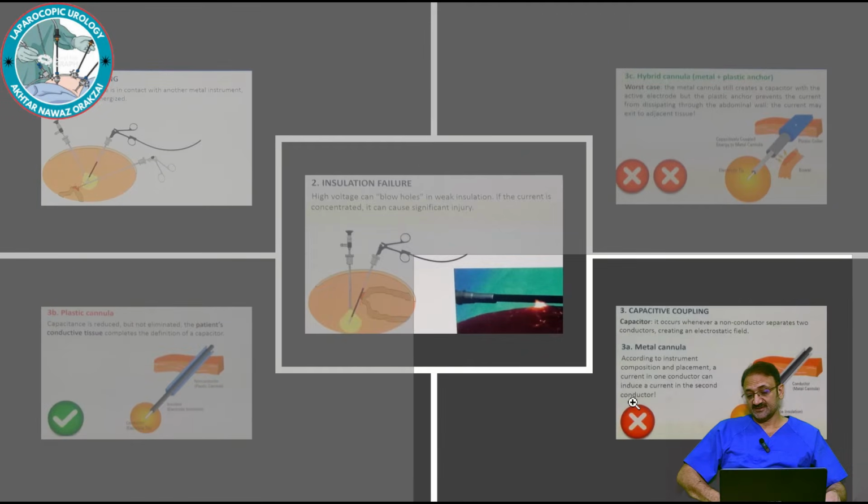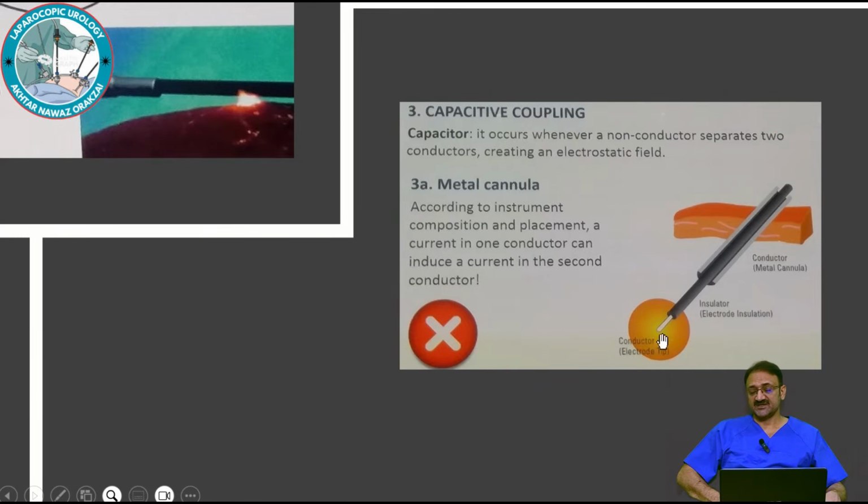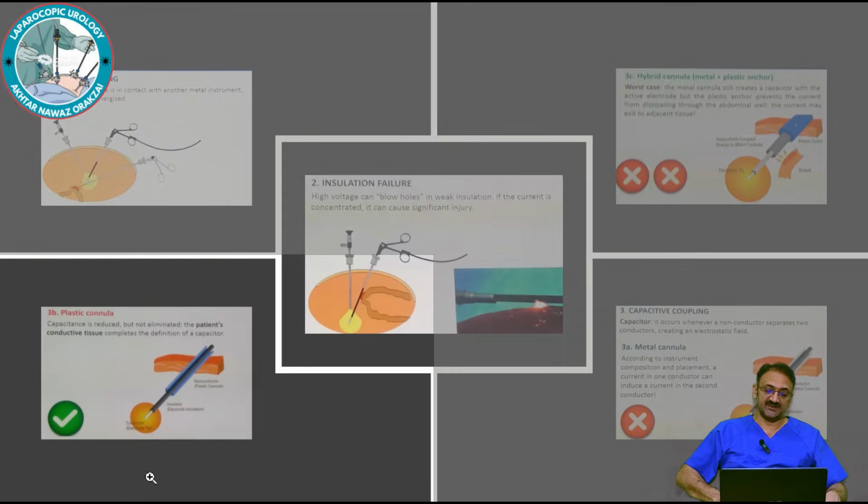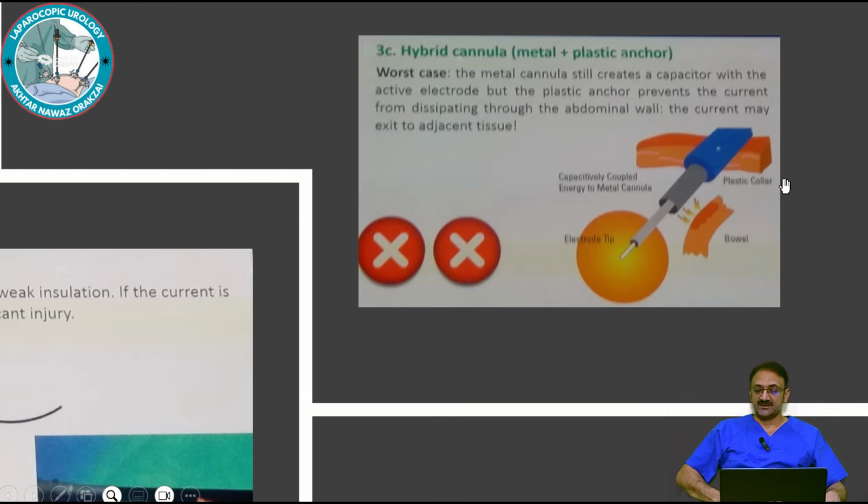Then there is capacitive injury. There is coupling. You can see here that the cannula is charged. The instrument is away; it is not touching the bowel. However, this cannula is touching the bowel, which is charged because of the seal leak of the insulation sheath, and that leads to bowel injury. Another thing is that here you can see that this bowel can be injured.